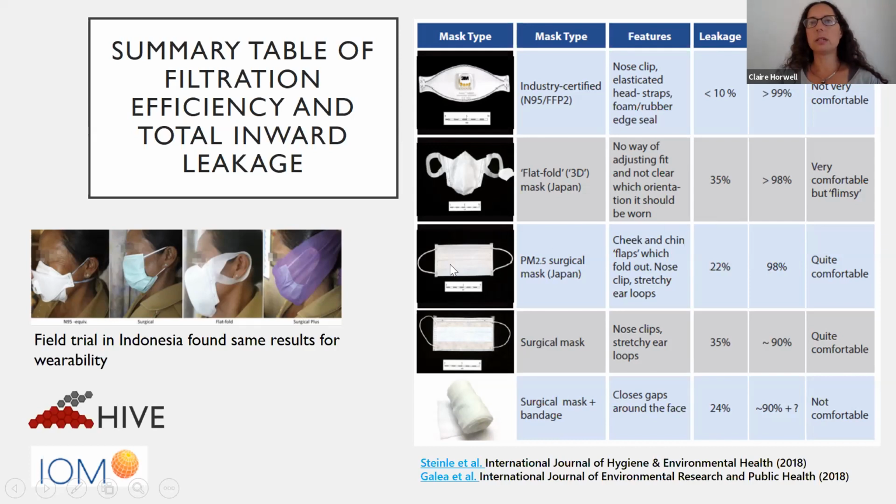We also had an enhanced surgical mask from Japan that again is designed to be worn for air pollution exposures and has some added features to make it fit better, cheek and chin flaps, and indeed it improved its efficiency a little bit. We also tested what would happen if you wore a regular surgical mask and a piece of cloth on top, and whether that would improve the fit and therefore the leakage.